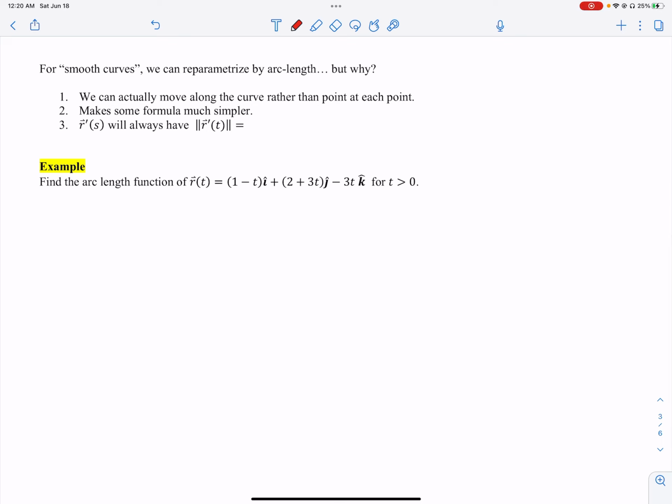So in this section, we focus on a technique that we're going to use rarely, but they like to teach it. We're going to use it later briefly, and it's going to help us out tremendously in Chapter 15. If the curve is smooth, remember that just means all the derivatives are really nice, we can reparameterize by arc length, but why?